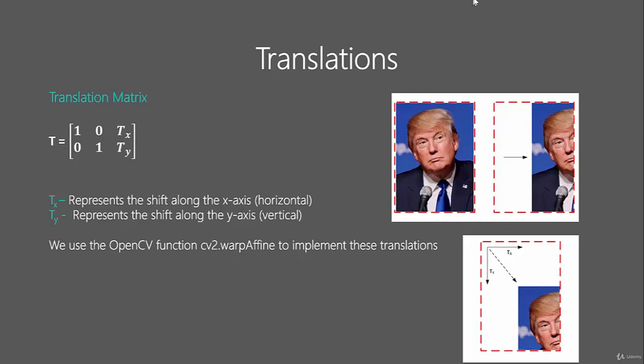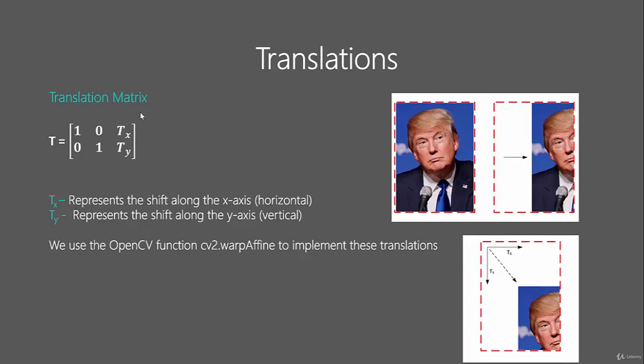So let's talk a bit about translations. Translations are actually very simple, and it's basically moving an image in one direction. It can be left, right, up, down, or even diagonal if we implement an X and Y translation at the same time. So to perform a translation, we actually use OpenCV's cv2.warpAffine function, but that function requires what we call the translation matrix.